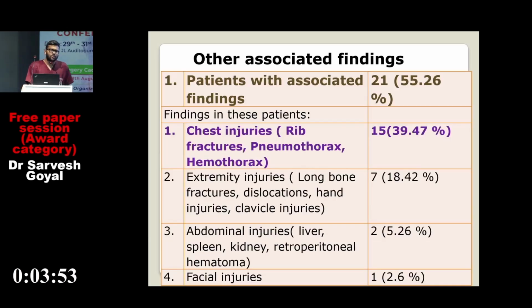When we look at other organ systems, these patients can have a very high incidence of associated findings: 55.26% of patients had associated injuries. 40% of patients had associated chest injuries, which included rib fractures, pneumothorax or hemothorax requiring ICD insertion. 18% of patients had extremity injuries like long bone fractures, hand injuries, and clavicle injuries, whereas 2 patients had severe abdominal injuries including liver or spleen laceration, renal laceration, or retroperitoneal hematomas.